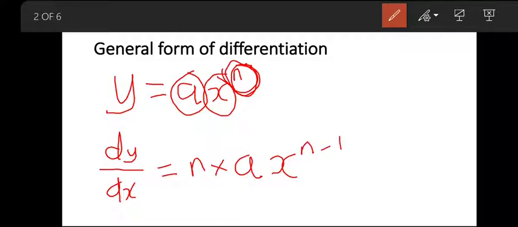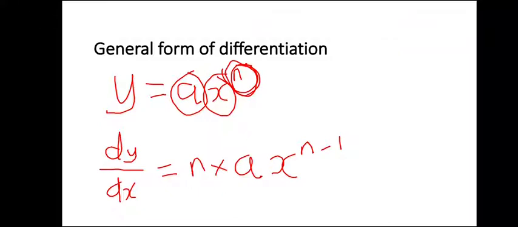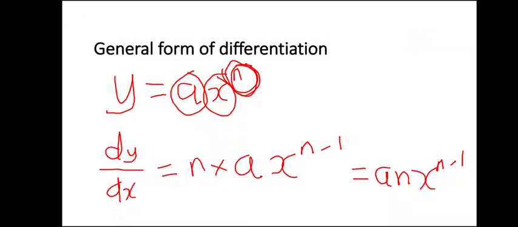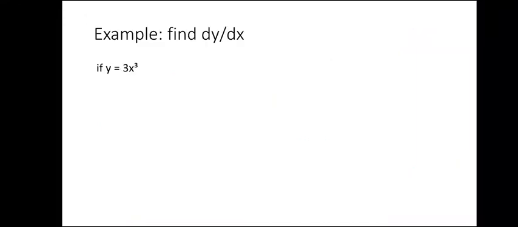Meaning that if we want to differentiate, we will multiply this power, this n, by this a. Then we will also take minus 1 from this n. So, which is now equals to n times a, x raised to power n minus 1. Now, that is the general form of differentiation. So whenever we are differentiating, this is the method. So now let's have some examples using numbers so we can understand better.